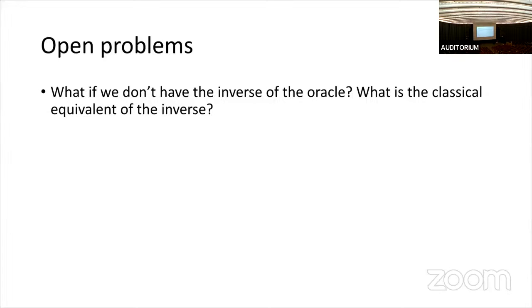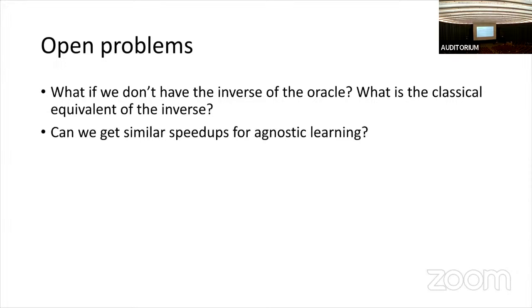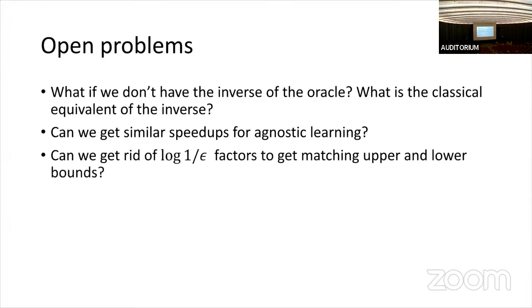Is there a classical equivalent to the inverse of the oracle? Because we've given our quantum computing model more power, but it's unclear what we should give the classical learner as an equivalent new power. Can you generalize this to agnostic learning? The answer is probably yes, using mean estimation stuff, but that's a more realistic model of machine learning, so it would be nice to get similar speedups there.